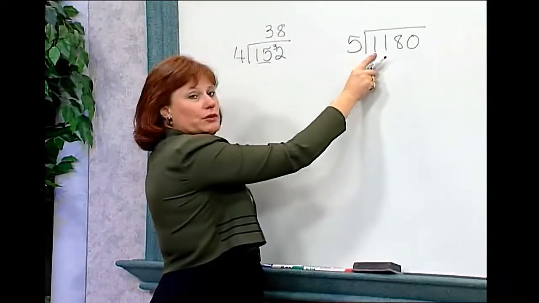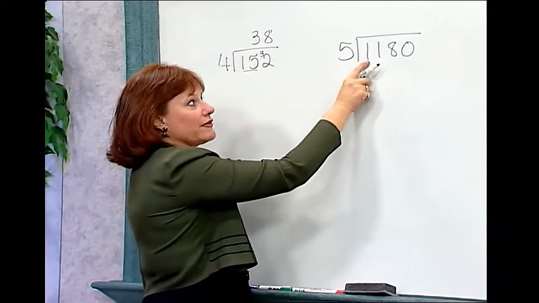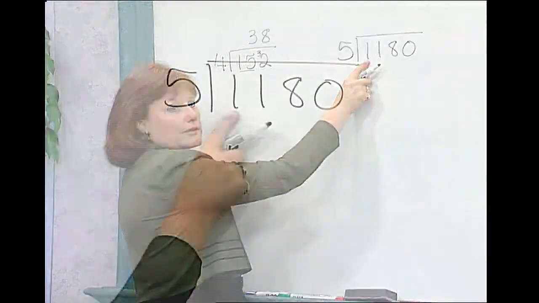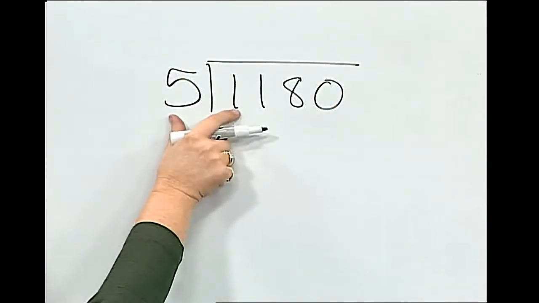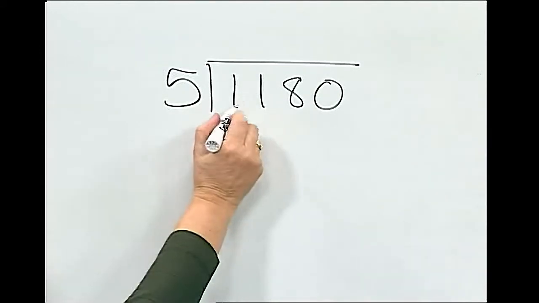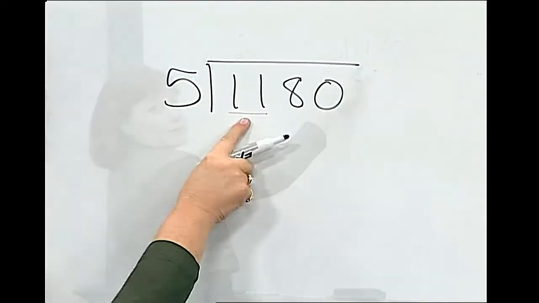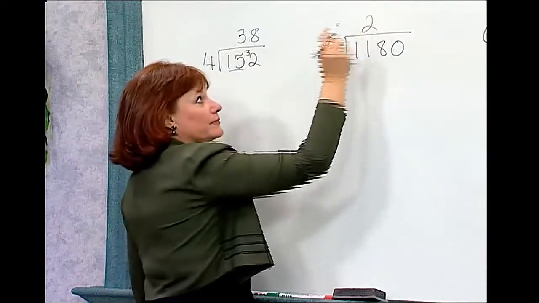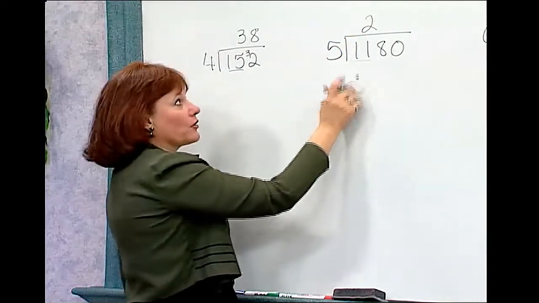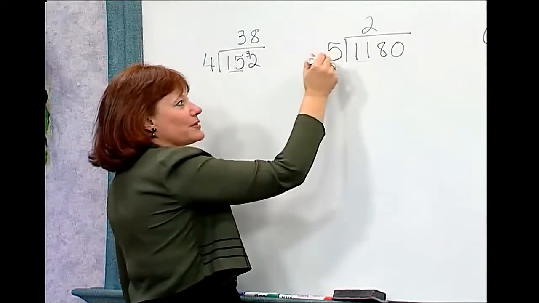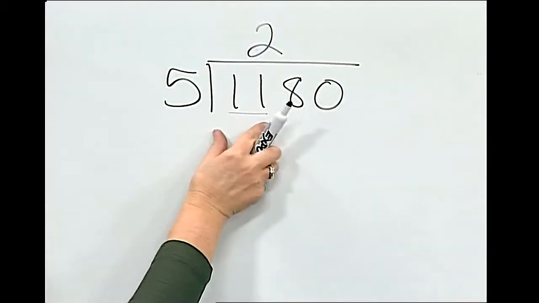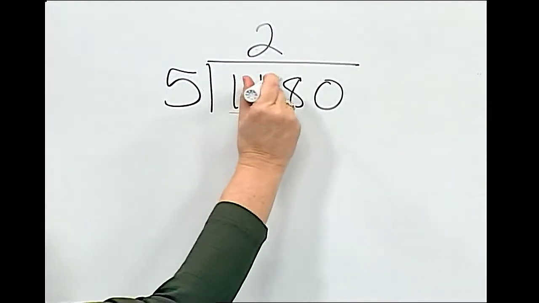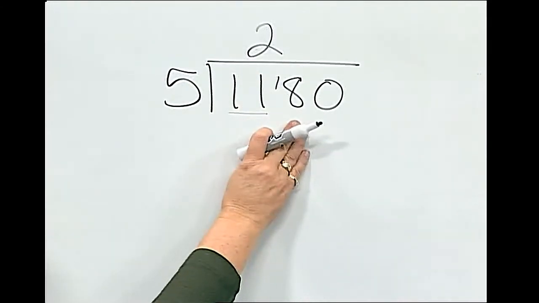If I want 5 to go into this first digit, I check to see if 5 will go into 1. 5 does not go into 1 because 1 is too small. So I need to check 2 digits. 5 goes into 11 2 times. The next step in the algorithm is to multiply. So 2 times 5 is 10. I'm going to subtract next. 11 minus 10 is 1. And I'll carry the 1 over to the 18.